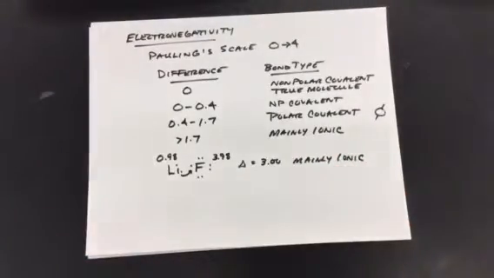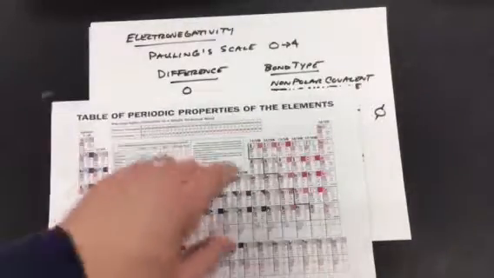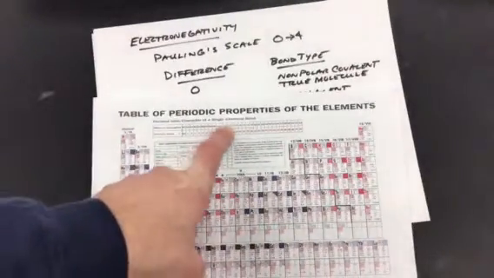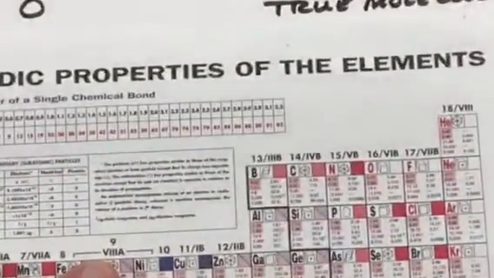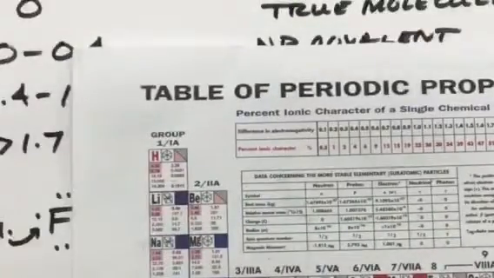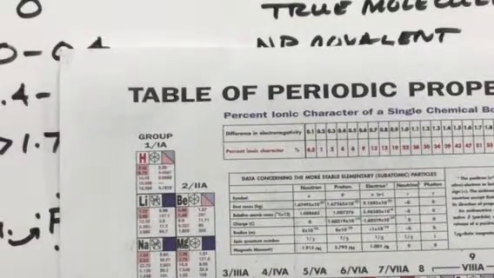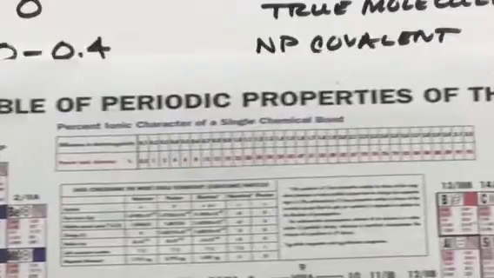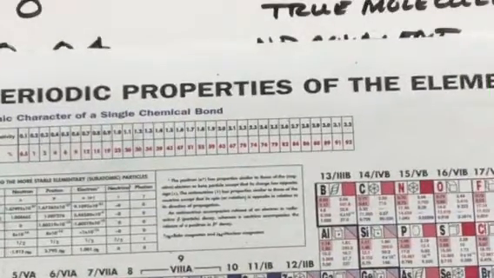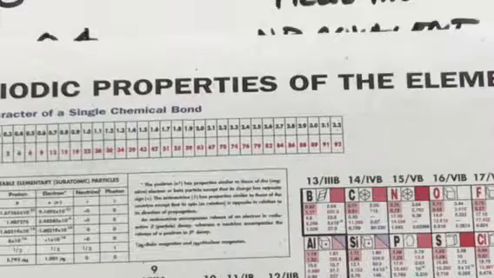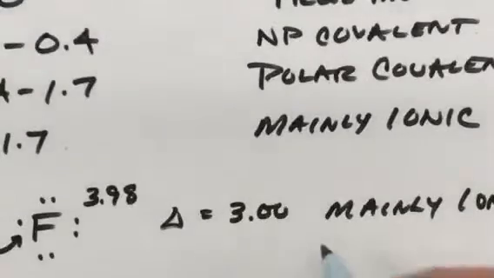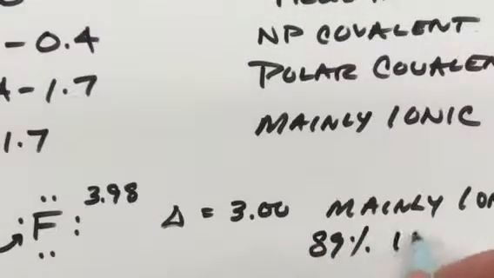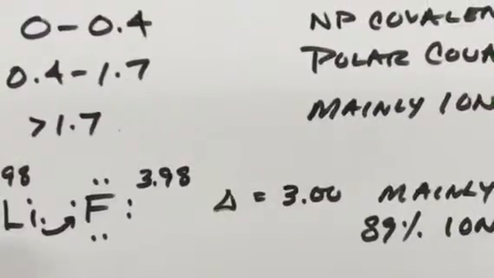Now, there's something else that that table will provide us. And that is, if you look up at the very top here, you've got the percent ionic character of a single chemical bond. And if I look at that, I've got differences from, again, 0.1, because you're not going to have an ionic bond at all if you have a difference of 0. But you have a difference of 0.1 all the way up to 3.2. So then if I look at 3, I can see that the difference there of 3 provides 89% ionic character. So most of it is transfer.